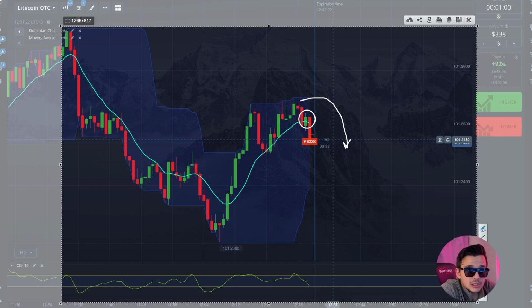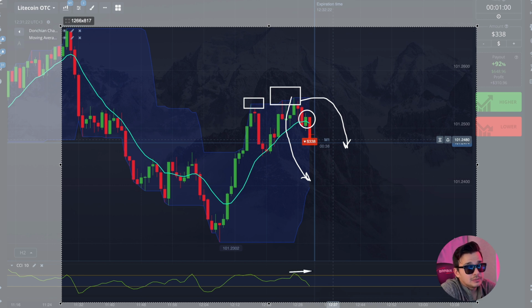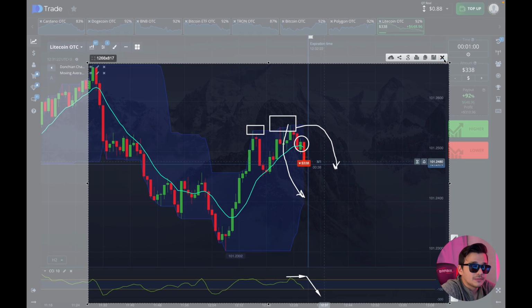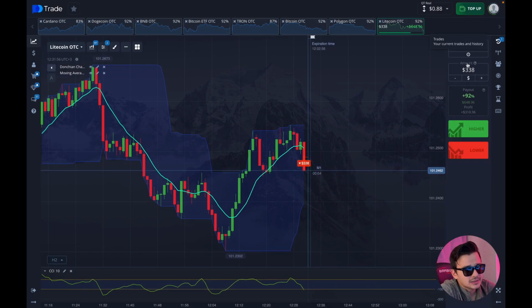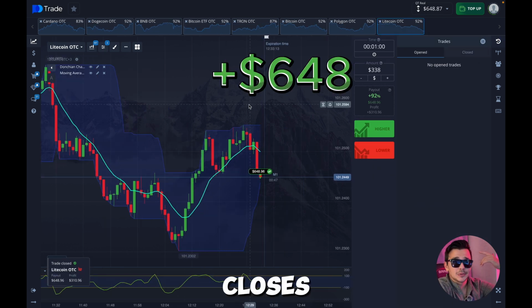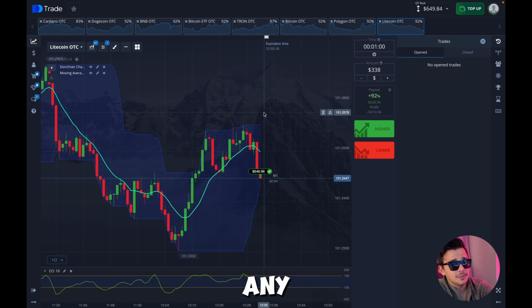There were also several touches of the upper line of the moving channel indicator. A new local low was formed. Also a signal to open a down trade is the exit from the overbought area and the moving line of the oscillator going into the oversold area. So let's watch the result, guys. And the deal closes in plus again without any problems.